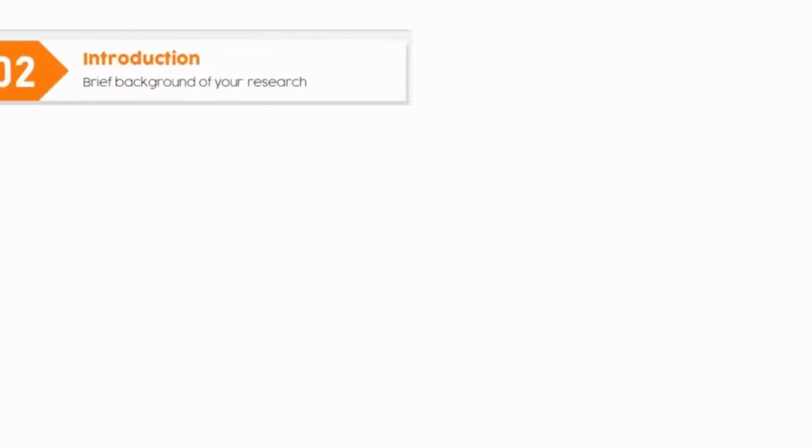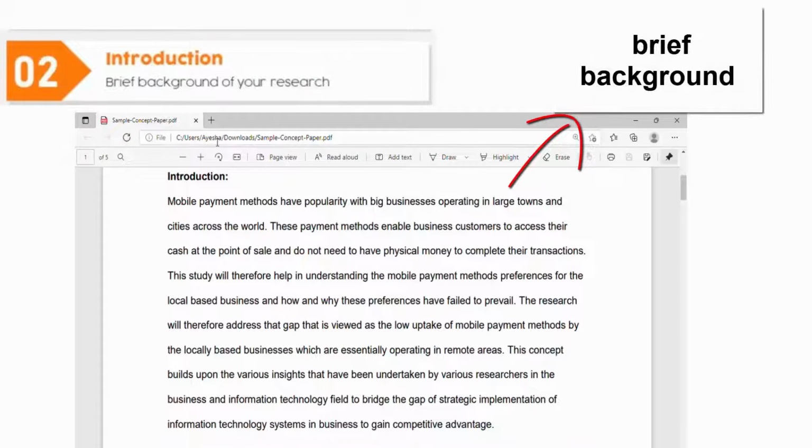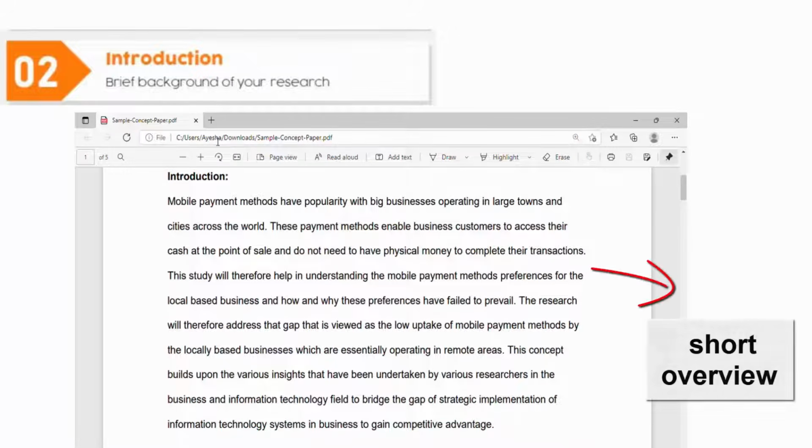2. Introduction. The introduction should give the reader a brief background of the research topic and state the main objective that your project aims to achieve. This section should also include a short overview of the benefits of the research project to persuade the reader to acknowledge the need for the project.